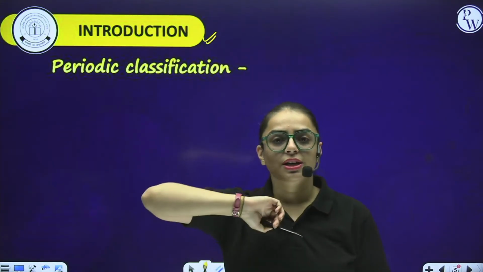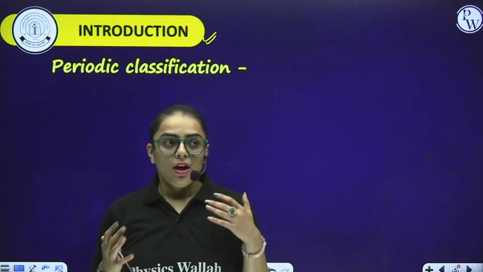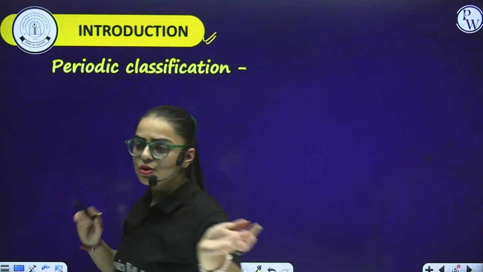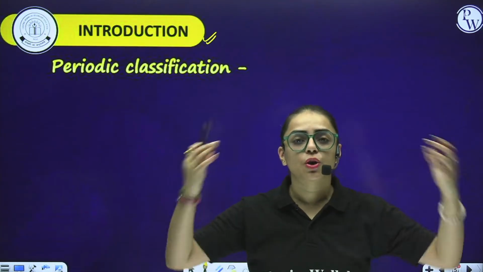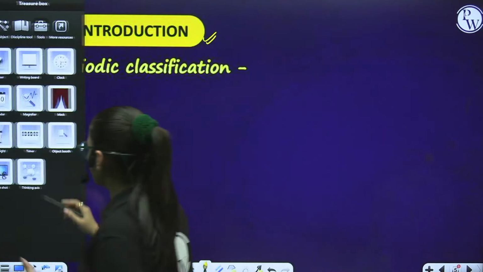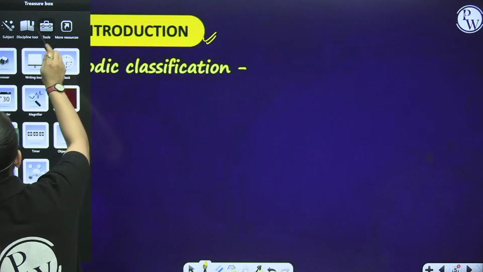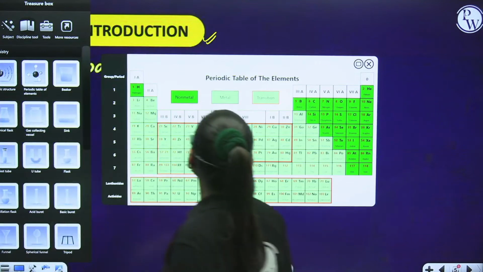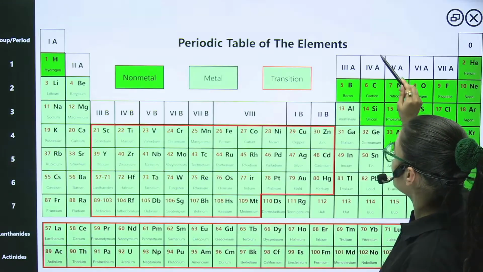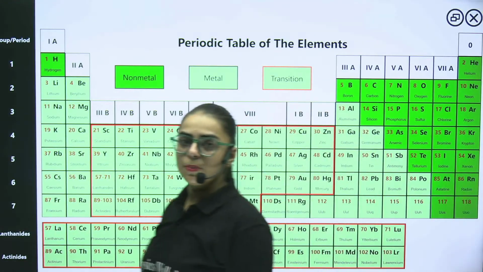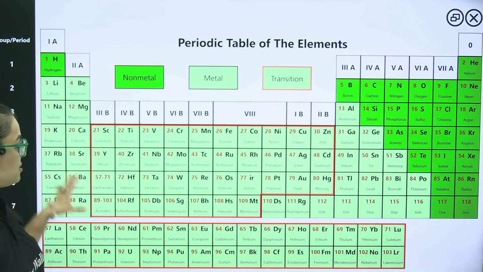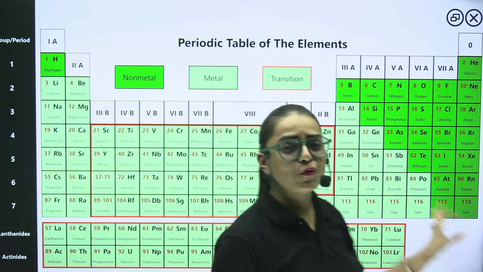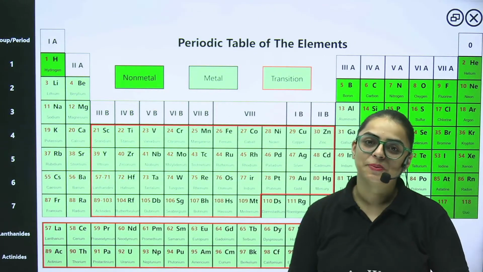Now comes periodic classification. See, why is there a need to classify elements? First of all, before starting this, let me show you how the periodic table looks, so that you get familiar with that term as well. Yes. So students, this is your periodic table. Everybody, are you able to see the periodic table, students? Yes. So this is the periodic table. Now this is the long form of the periodic table.